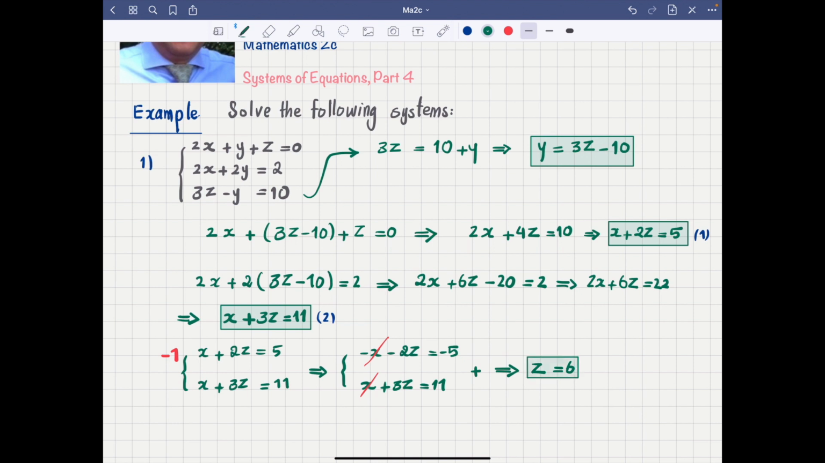And then what do I do? I don't go to the original equation. Still, I am not done here. I found my z. I choose one of these equations, which is simpler, and plug z here. I prefer the first equation for obvious reasons. So instead of z, I put 6. On the right-hand side, I have 5. And then what happens? x is equal to what? Minus 7. Do you agree?